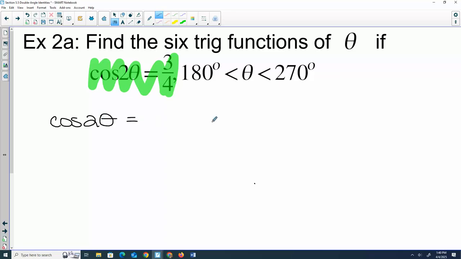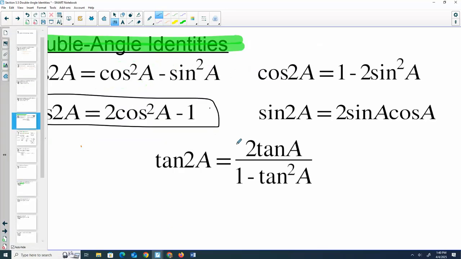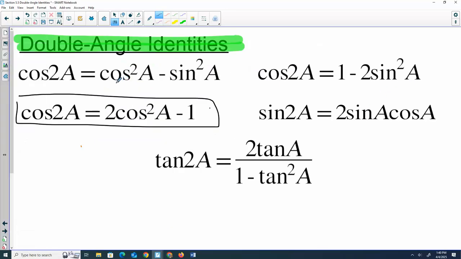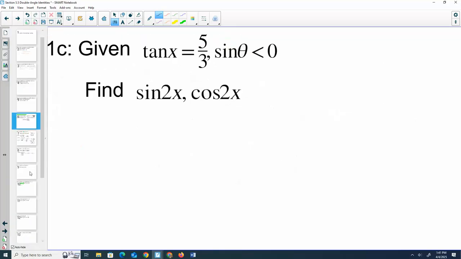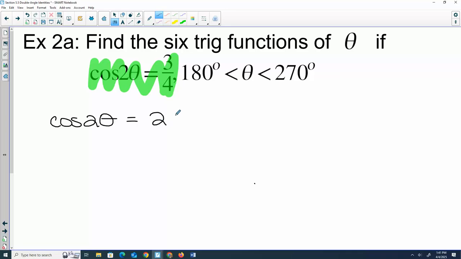So let's look at our formulas for cosine 2 theta. We have 3. We could pick any one of those to start with, except I wouldn't recommend the first one because I don't want to have to solve for cosine and sine at the same time. I would prefer one of these two because then I could just solve for one thing. All right, so what if I just did the 2 cosine squared minus 1? So that's the identity. Plug in what we know. Cosine 2 theta is 3/4.